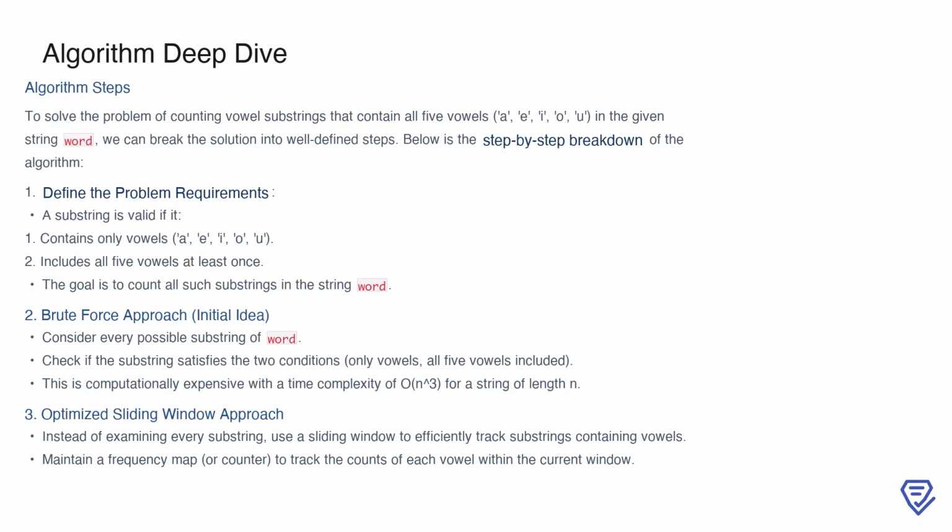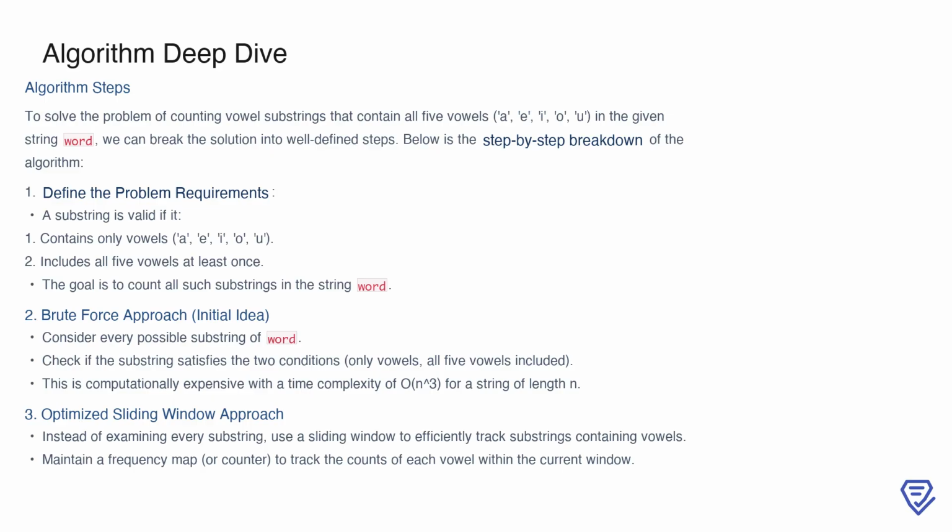To tackle the problem of counting vowel substrings that contain all 5 vowels, we start by breaking the solution into clear steps. First, we identify the problem requirements. A valid substring must contain only the vowels A, E, I, O, U, and all 5 vowels must appear at least once. Our goal is to count all such substrings in the given string.